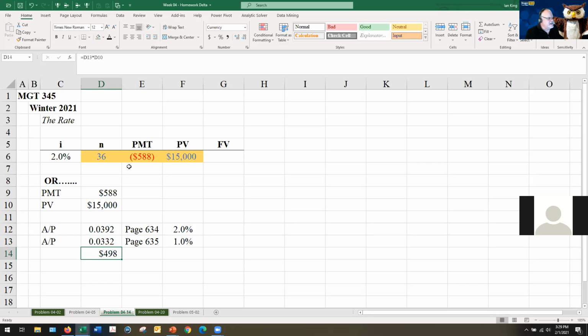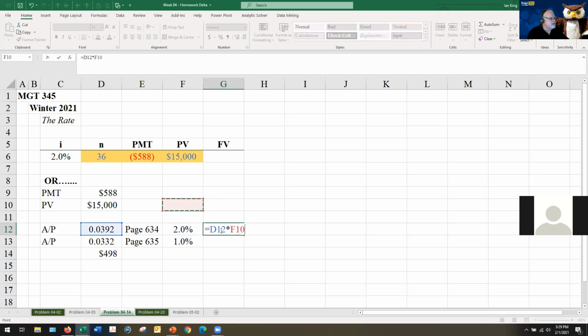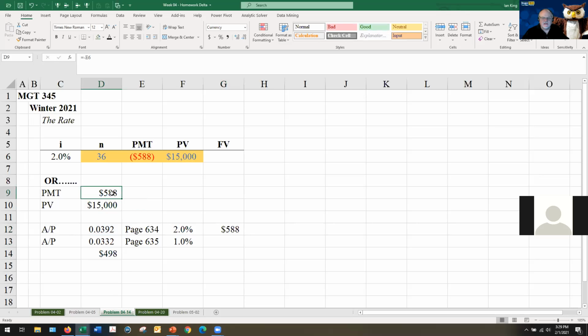Doing it manually, you'd say, okay, I put in 1% as a starting point. 1% gives me only $4.98 a month. That means my interest rate has to be higher. So then I go up to 2% and do that multiplication. That factor times the amount gives me 588. What a coincidence, because that's what I agreed to during our negotiations.